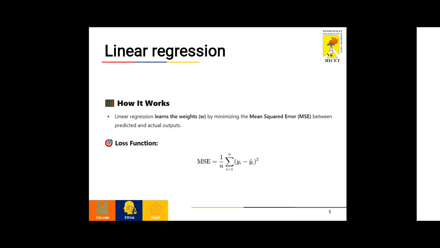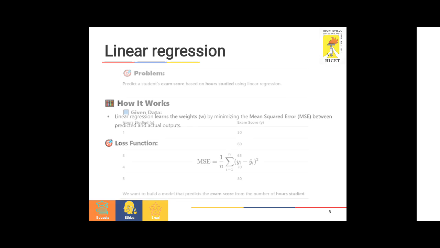So how does it work? Linear regression learns the weights by minimizing the mean squared error between predicted and actual outputs. The loss function is MSE, that is mean squared error, equal to 1 by n, summation of i equal to 1 to n, (yi minus yi bar) the whole square, where yi is the actual output and yi bar is the predicted output.